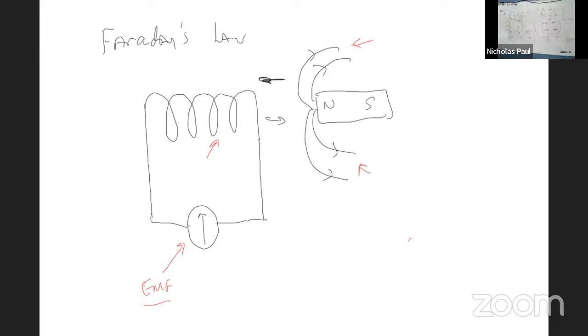The faster the magnet moves in and out of the solenoid, the greater is the deflection on the galvanometer.